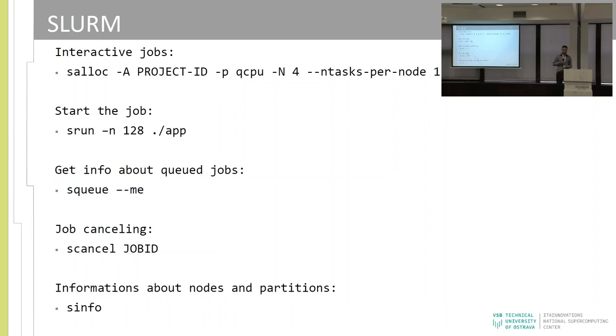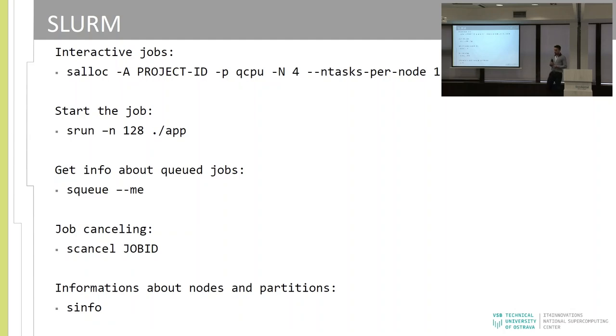When your job is running, there is a squeue command that can show you information about your running jobs. You can see if the job is running or is still waiting in the queue, or when the job will be started, and so on. If you want to cancel the job, there is the scancel utility, and information about nodes and partitions can be listed by sinfo.